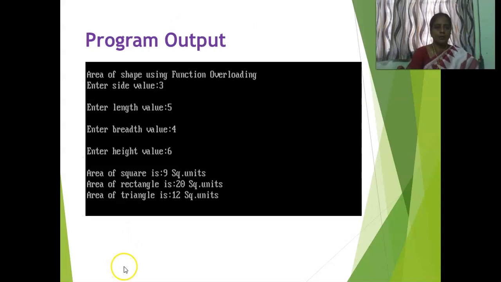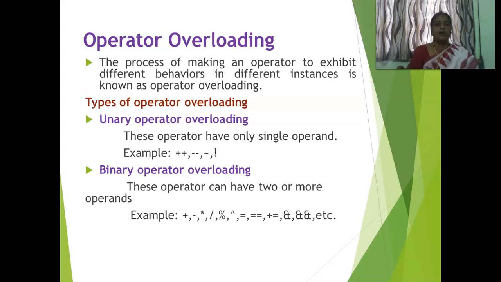and this is the output of this program. Area of shape using function overloading. Enter side value: 3. 3 is the side value of the square. Enter length value. Length is 5, breadth value is 4, height value is 6. Area of square is 3 into 3, 9 square units. Area of rectangle is l into b, so that is 20 square units. Area of triangle is half into b into h: 24 into 0.5 is 12 square units. I hope you can understand this program clearly.